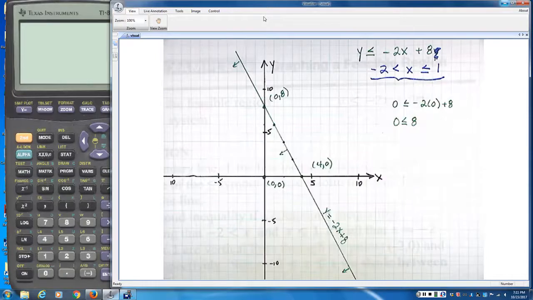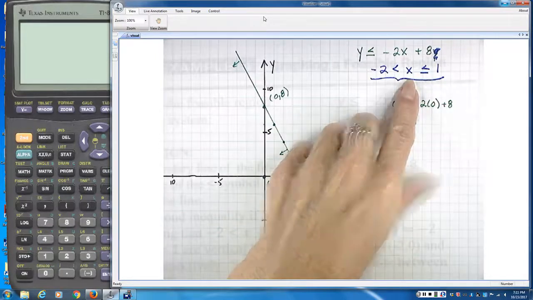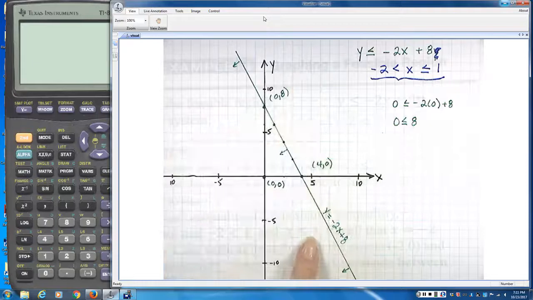It's up and down, because it has x values. X never changes. No matter what y says, x never changes, so that means it's going to go up and down.